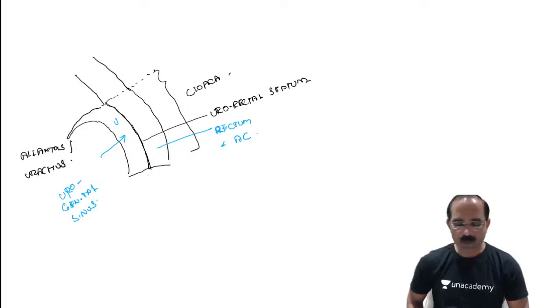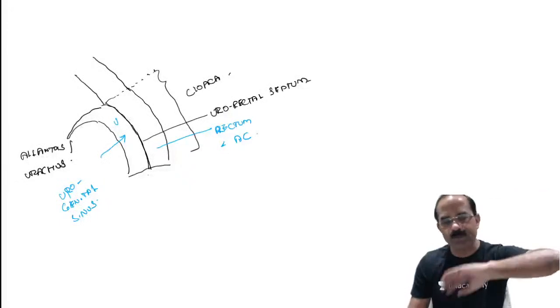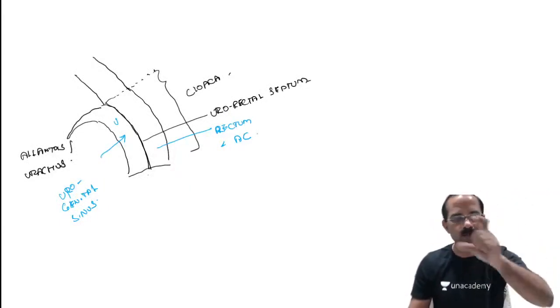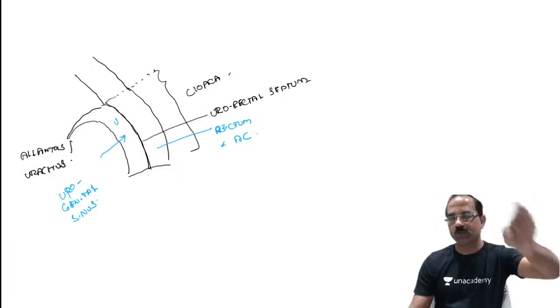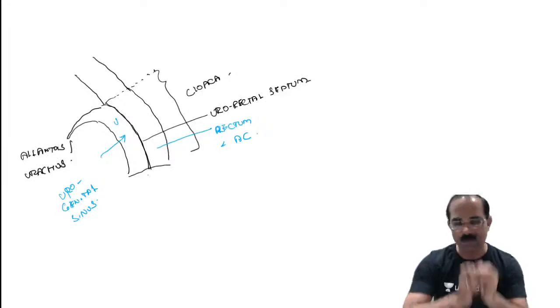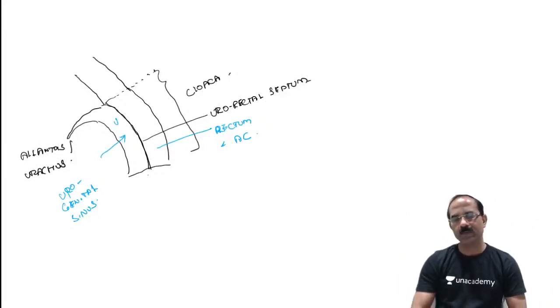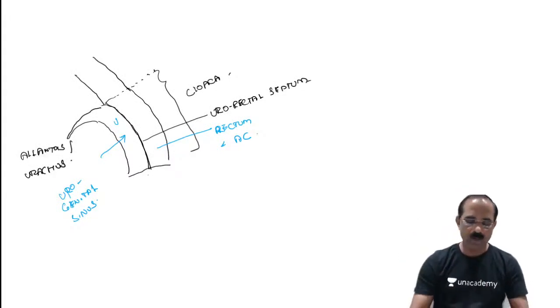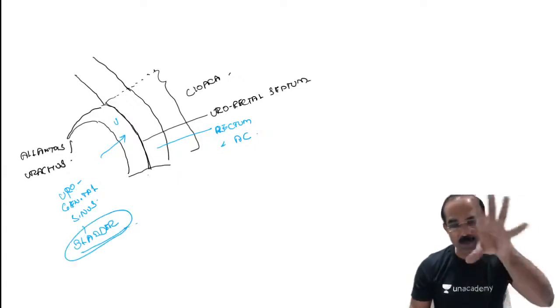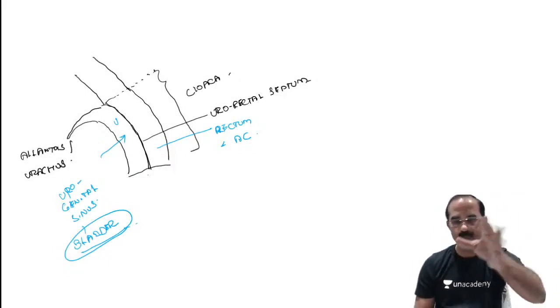Okay? So students, this is the cloaca, and the cloaca forms a septum. What is the septum which is formed in the cloaca? Known as the urorectal septum. And this urorectal septum is going to divide the cloaca into two parts. The part in front is known as the urogenital sinus, and the part behind is going to form the rectum and the anal canal. What is this urogenital sinus going to form? It forms the urinary bladder. So the entire bladder is derived from the cloaca, the urogenital sinus.